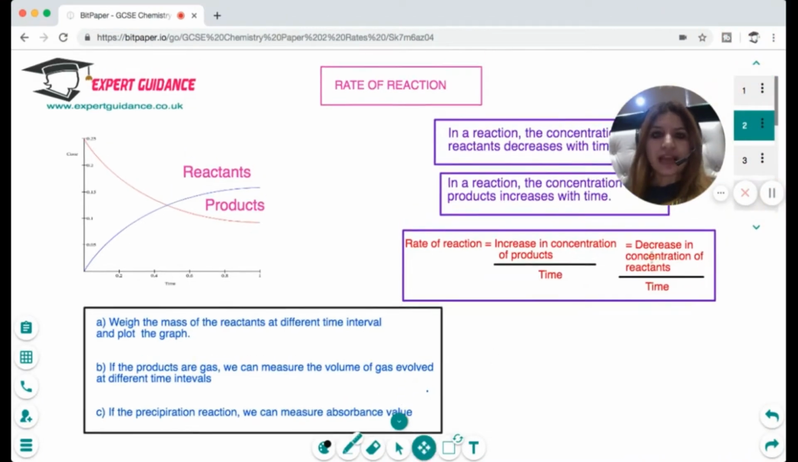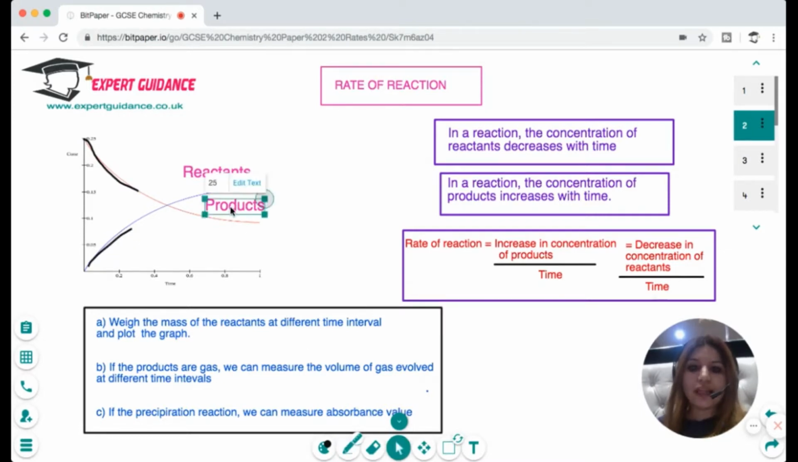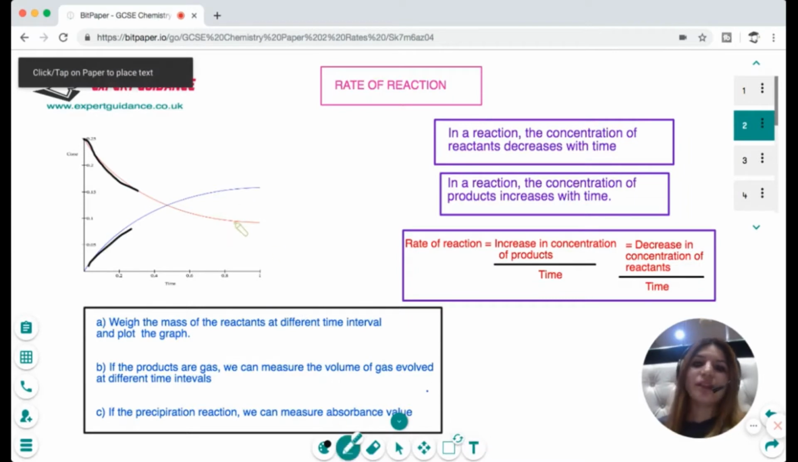A rate of reaction? Now, if you see any reaction, it has reactants and products. What happens to the reactants with time is that their concentration starts to fall. And on the other hand, the product's concentration starts to build up. So this is the graph. The blue graph is of the products, and the red graph is showing us the reactants, that the level of the reactants is decreasing with time and the products is being built up.